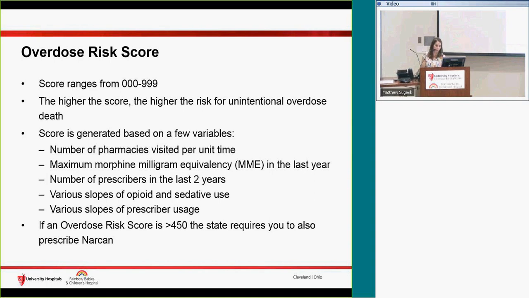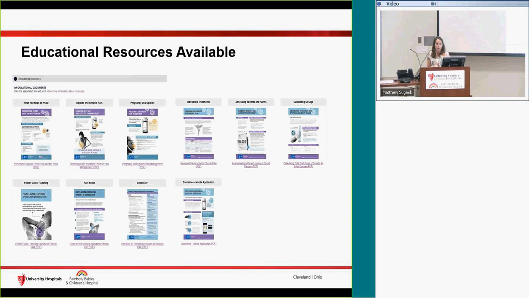It does give you variables that are written there. If the risk score is greater than 450, the state actually requires that we start writing them a prescription for naloxone in addition to their controlled substance. So keep that in mind too. If they're 450 or greater, then you write a prescription for Narcan in addition. There are educational resources available on the opioid website that you can use.